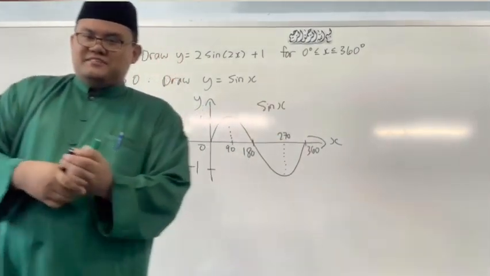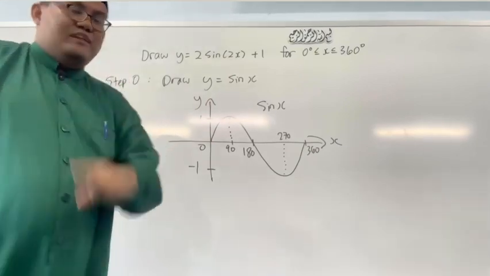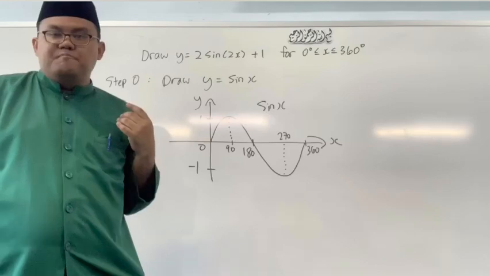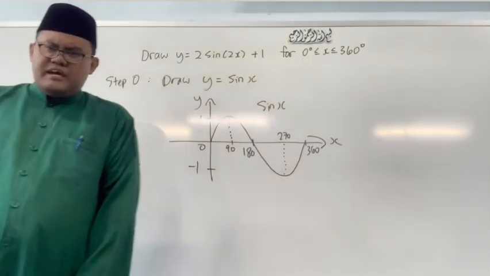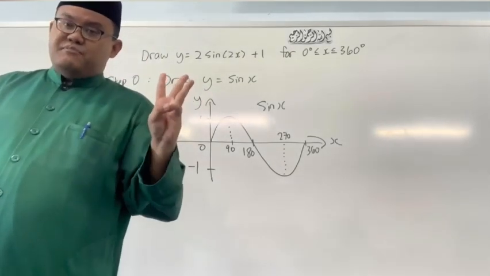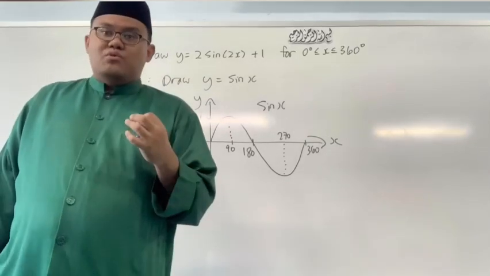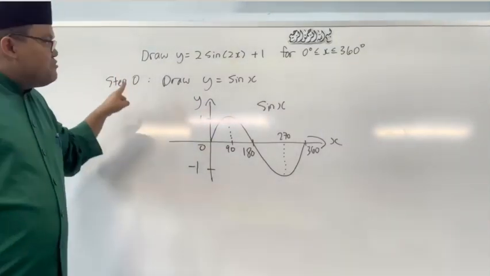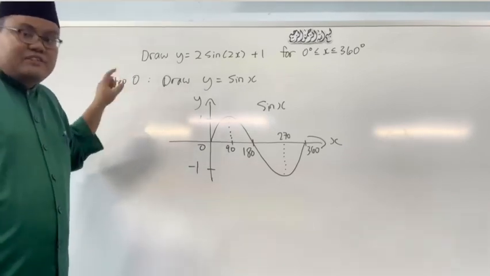Welcome back. Now I will demonstrate using an example. Let's say I want to draw this: 2 sine 2x plus 1 for x between 0 and 360 degrees. Just now I told you that there are 3 steps. But let me add on now. Let's add step 0, the very first step. Since we are drawing a sine graph, so why not? We begin with step 0.